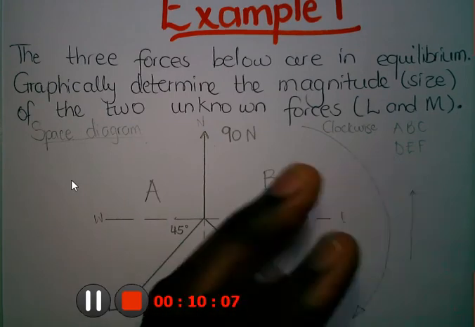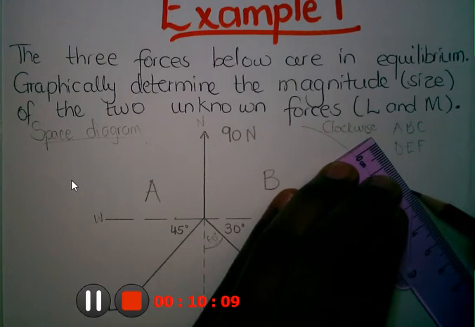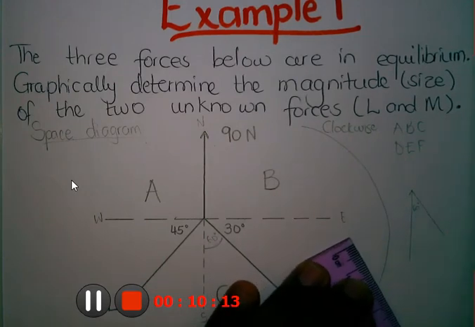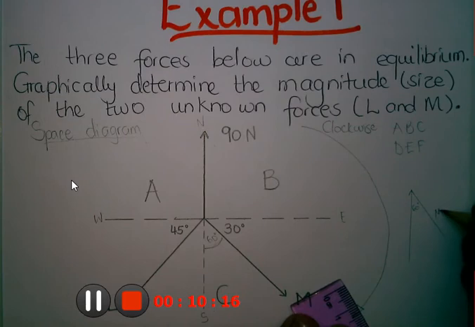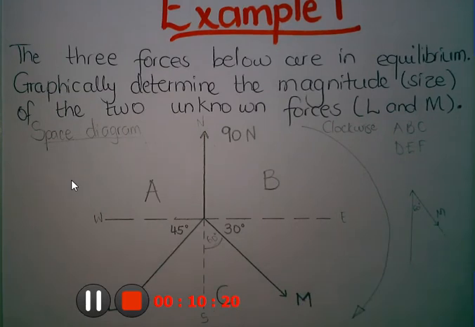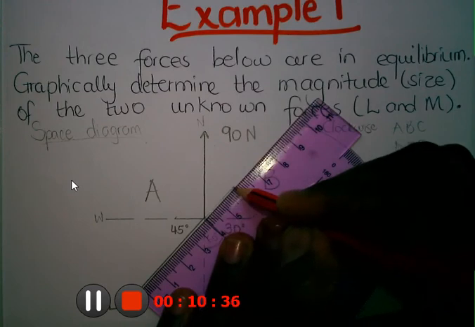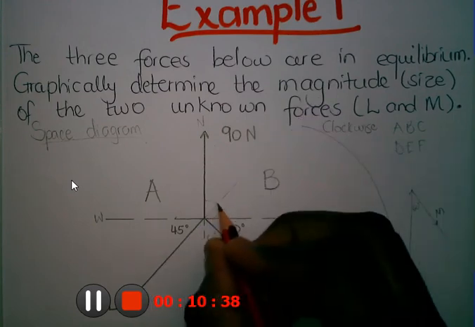It means when you are going to draw, you measure an angle of 60 degrees up, and this will be your M with its arrow facing down. And then the force that you are going to draw here will be your L force. Now you also determine what is the angle between L and 90. That is this angle.